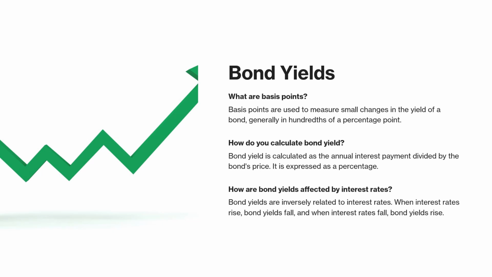Bond yields. What are bond basis points and bond yields? Basis points are used to measure small changes in the yield of a bond, generally in hundredths of a percentage point. How do you calculate bond yield? Bond yield is calculated as the annual interest payment divided by the bond's price. It is expressed as a percentage.